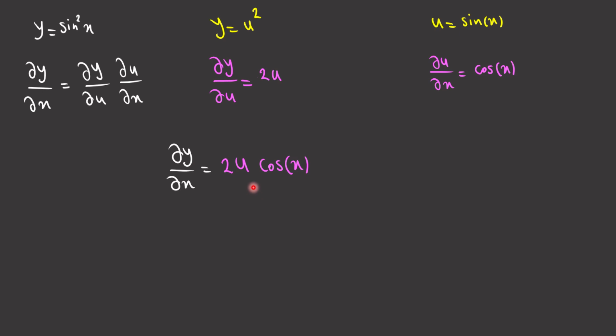And because you want to write all this stuff with respect to x, you can see u is the sine of x. So let's replace this. And you can see it is equal to 2 sine of x times the cosine of x. So let's go back to our problem.